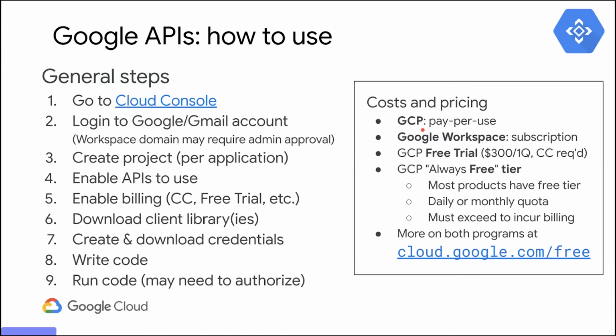So you pay like any other cloud service, right? The same thing goes for your water utilities, electricity, your telephone every month. Whereas with Workspace, that's done on a subscription basis. There's a monthly fee depending on how many employees are in your company and things like that. We do have a free trial for cloud platform, so you get $300 to try out the cloud platform for an entire quarter. You do need a credit card for that.